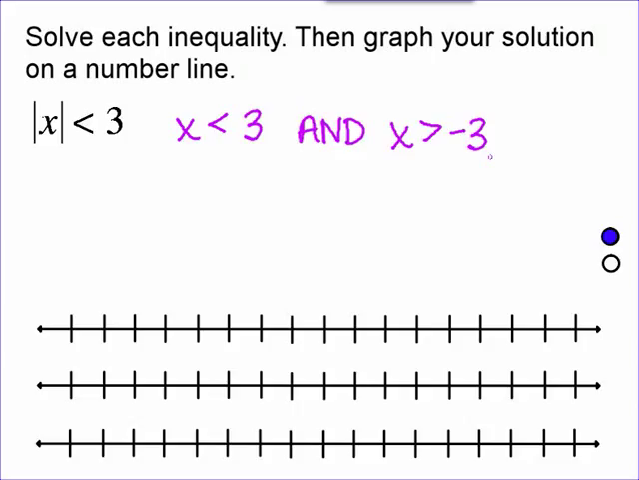So now what I need to do is graph that. The first statement is going to be x is less than 3. So I'm going to go ahead and make my number line 0, 1, 2, 3. And so x is less than 3. What type of circle will go on 3? Open. And which way am I going to shade? To the left. Okay, so I'm going to shade this way. For x to be greater than negative 3, what am I going to do? Open circle on negative 3. And which way am I going to shade? To the right.